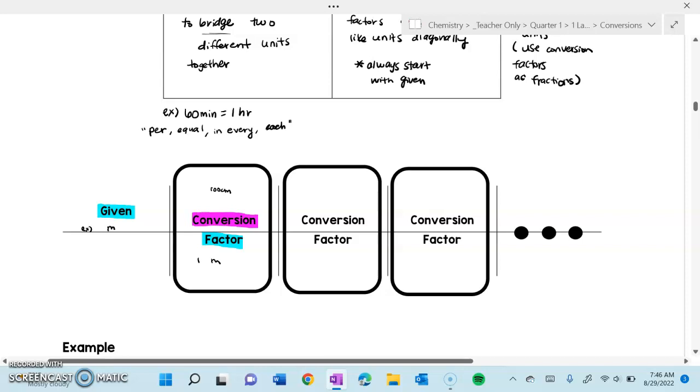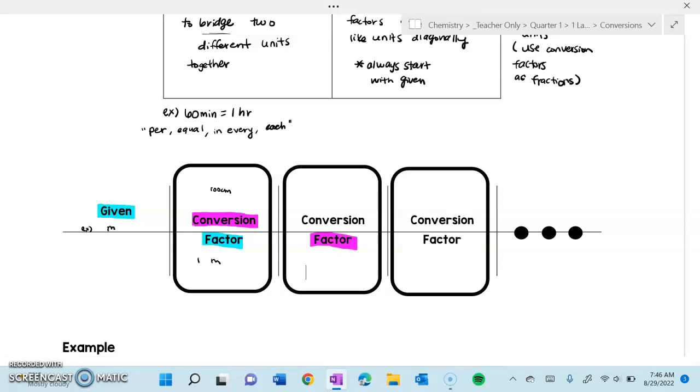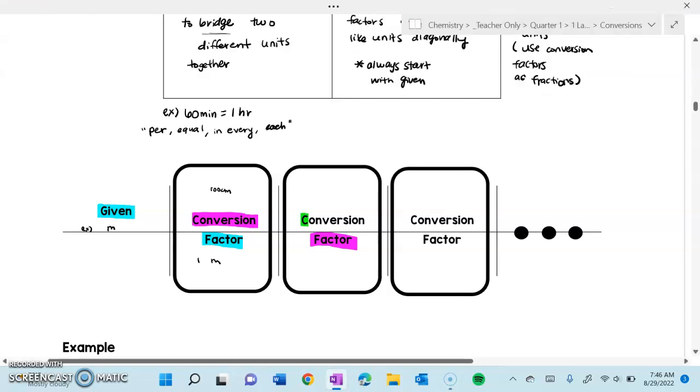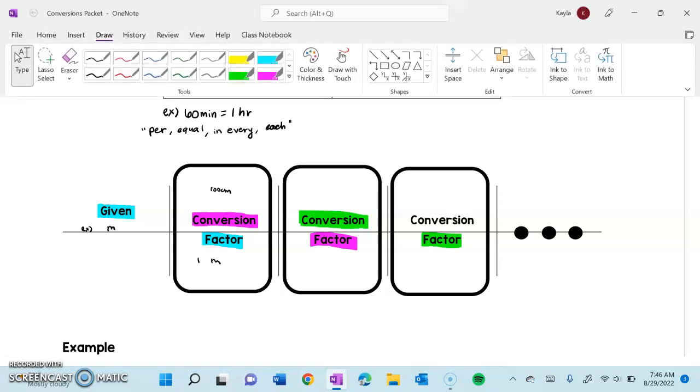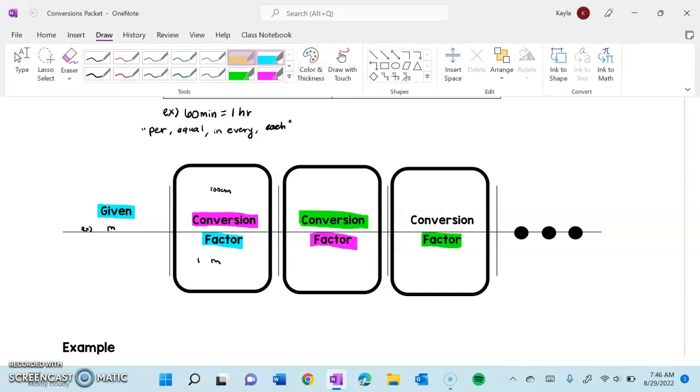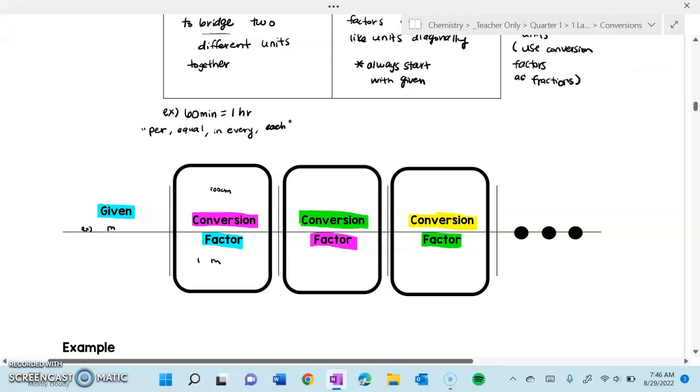The next step, the next bridge or equality conversion factor that we use would then put the same unit now on the bottom so that they will cancel out, centimeters on bottom. And maybe we then convert to, let's say, inches. That would be on the top. And then our final conversion factor would put that same unit, inches, on the bottom. And then we can use our last conversion factor to link to feet on the top.